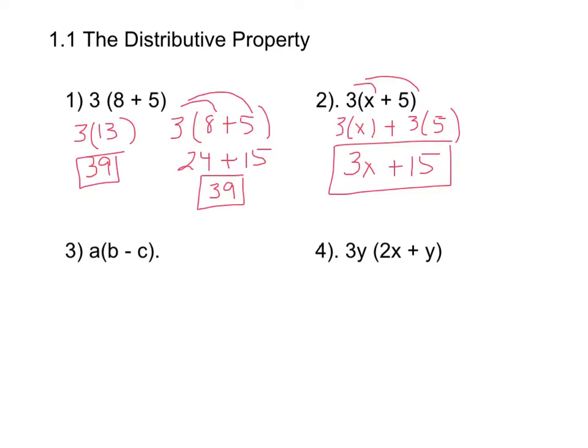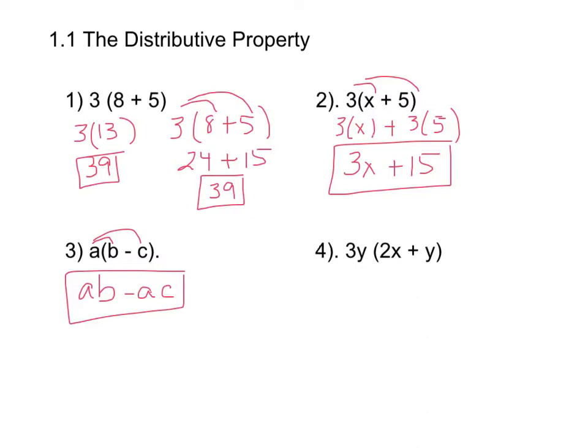Example number 3. We have a times the difference of b and c. So we could take a times b, and that would give us ab, and a times negative c, or a times minus c, and that gives us minus ac. So our expression would be ab minus ac.